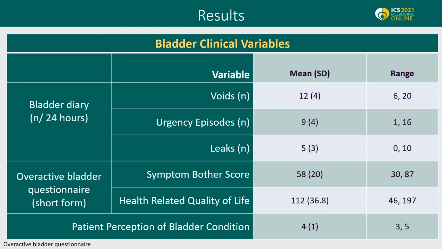Here are descriptions of the bladder clinical variables. The patients had on average over 24 hours, 12 voids, 9 urgency episodes, and 5 leakage episodes. The transformed scores from the OAB questionnaire short form are listed here. Patients also filled out a patient perception of bladder condition questionnaire, and the mean score is noted here.